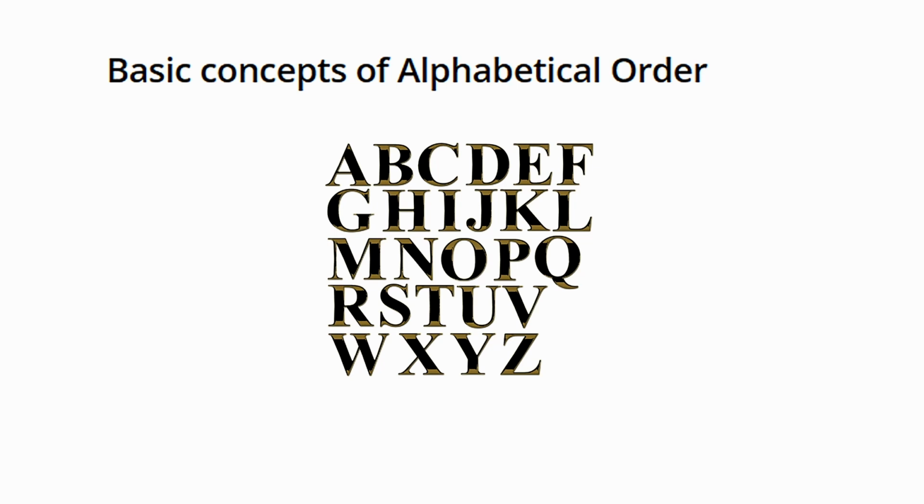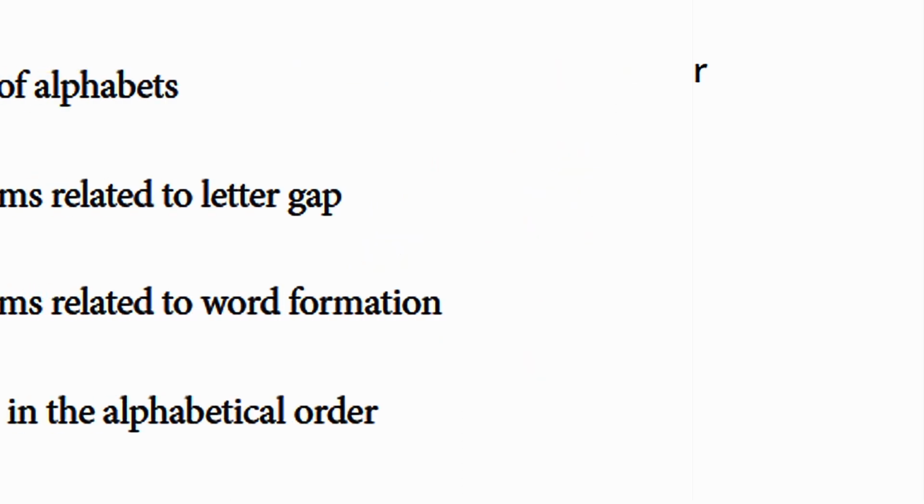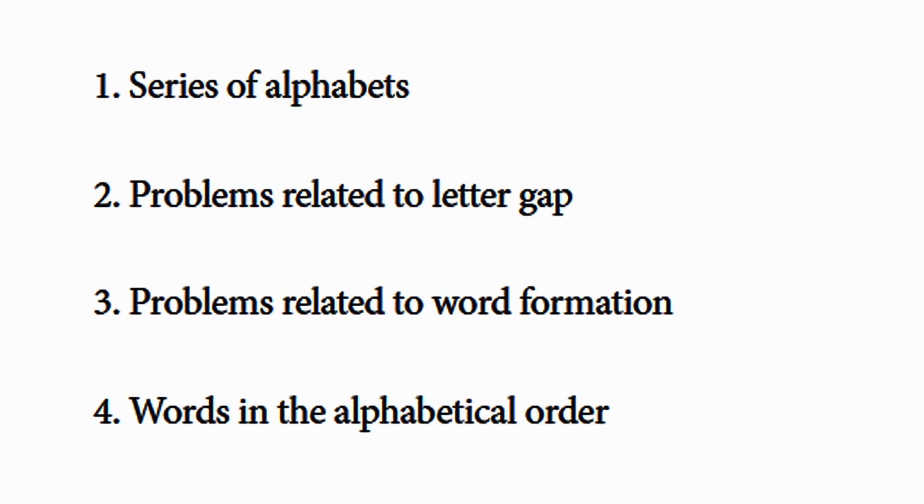Next, questions asked. There is not one single type of question of alphabetical order that is asked in exams, but rather there are many types of these questions which can be asked in the competitive exams. They are series of alphabets, problems related to letter gap, problems related to word formation, words in the alphabetical order. For your better understanding, I will provide you with the solved example of each and every type of question that can come under the alphabetical order section of reasoning ability.